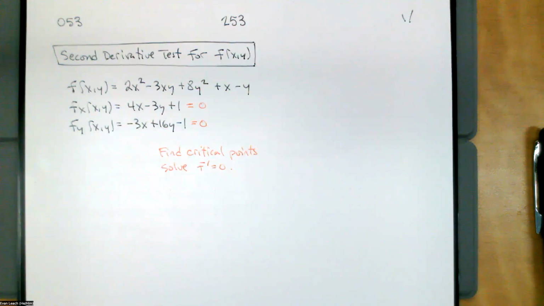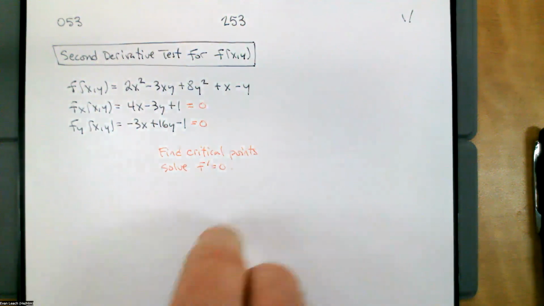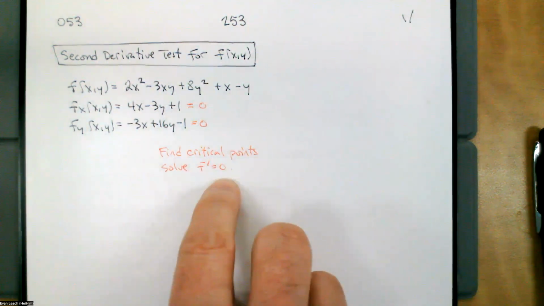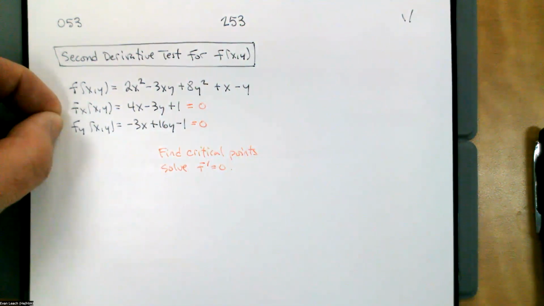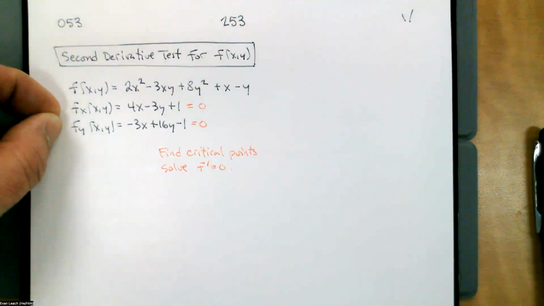Then when we moved up to a function of two variables, we did the same thing. We just have two derivatives to set equal to 0 and solve. So we took the two first partial derivatives, set them equal to 0, and this created a linear system for us to solve. We're solving f prime equals 0, although f prime, since we have a function of two variables, is these two first partial derivatives.